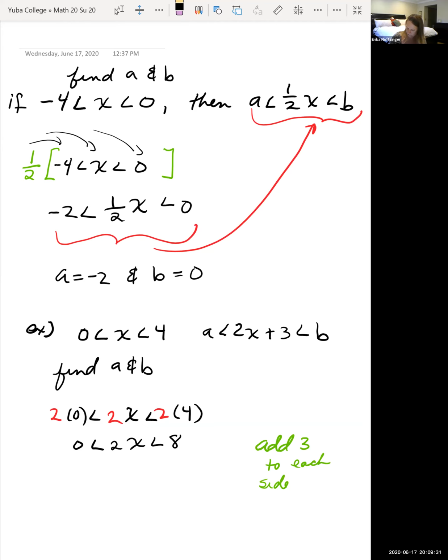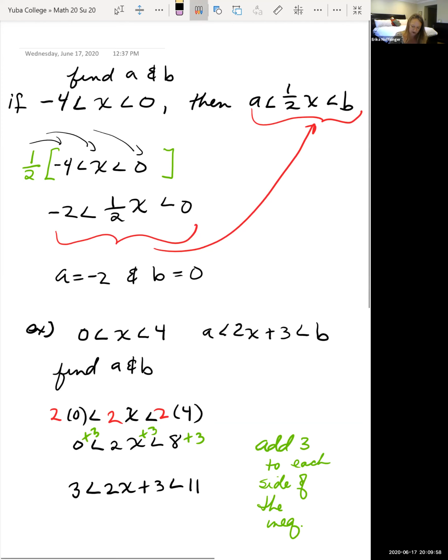So if we do that, we have 0 plus 3, which is 3. So 3 is less than 2x plus 3, those are not like terms, which is less than 8 plus 3, which is 11. So looking at this, hopefully you can see that a is equal to 3, and our b value is equal to 11.